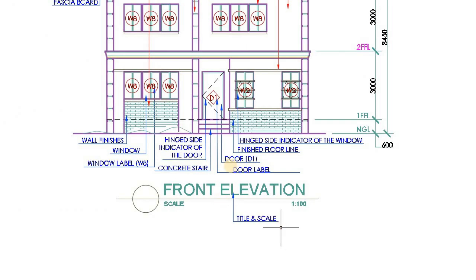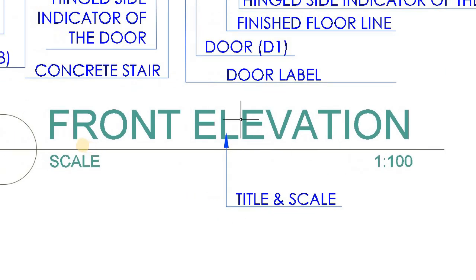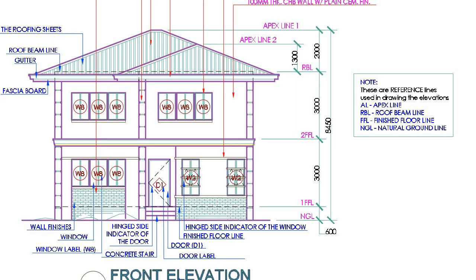And lastly, we have here the title and the scale. Front elevation, scale 1:100. In addition, we have here the reference lines, namely apex line, roof beam line, finished floor line, and natural ground line. The natural ground line is this bottom line here.